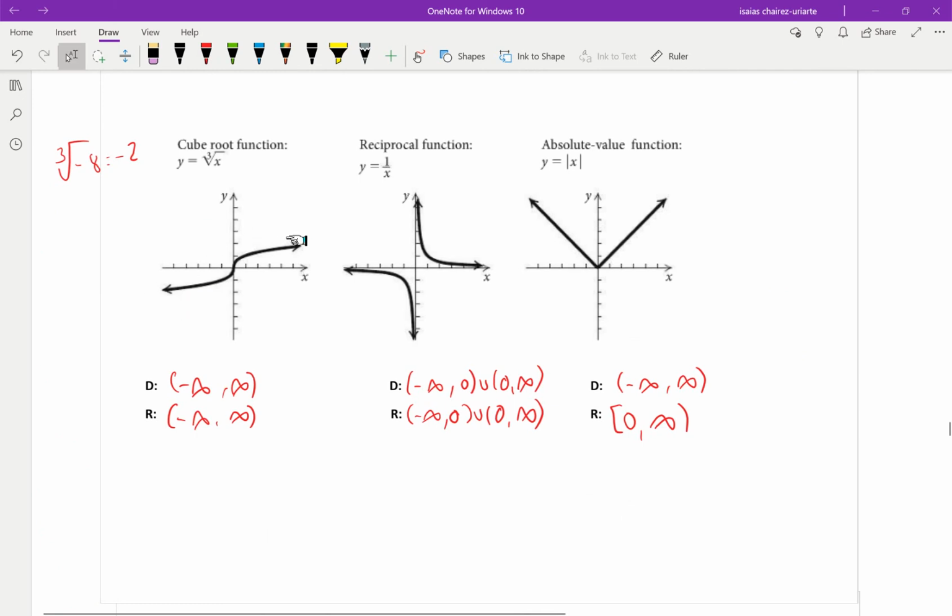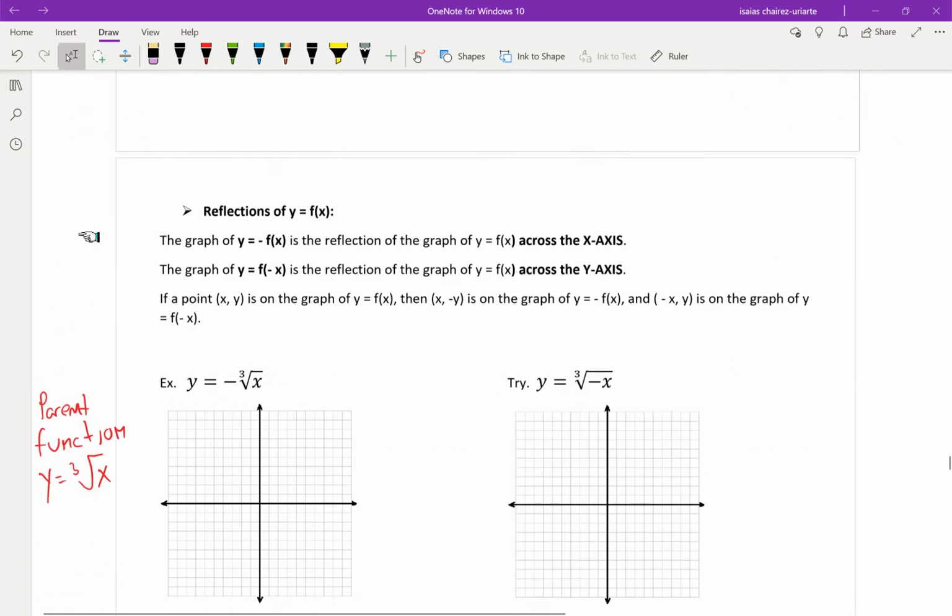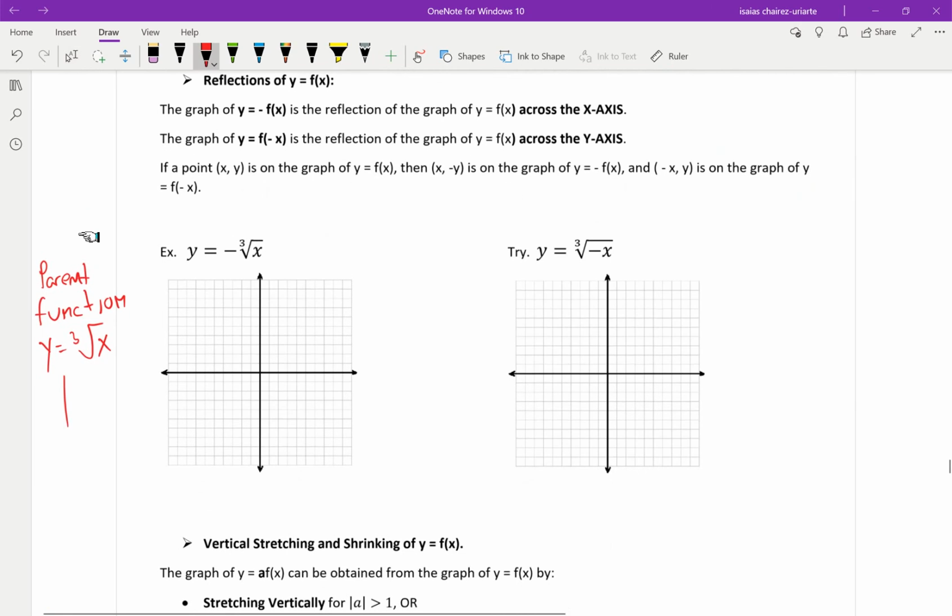Now that graph, let's keep it in mind, has been reflected. I'll sketch it down here next to what we're doing. That's an ugly little sketch, but you get the idea. Now this negative right here is outside of my function, it's negative my function, so I am reflecting across the x-axis. Imagine that everything gets reflected across the x-axis. So this part that was underneath the x-axis now is above. The part that was above the x-axis now is underneath.